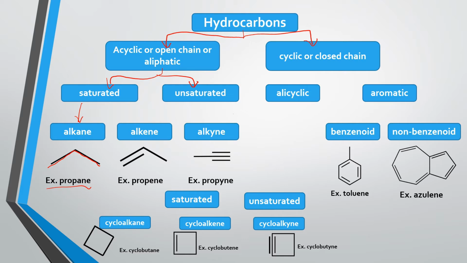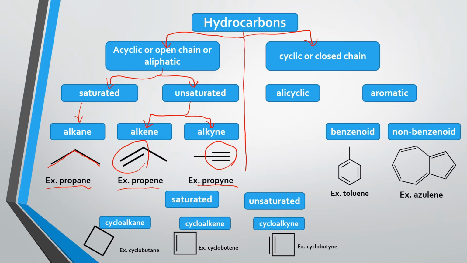Sa unsaturated side, meron silang dalawa, an alkene and an alkyne. Ang functional group naman ng alkene, we have double bonds between carbon atoms. Example dito, propene. Sa alkyne naman, meron siyang triple bond. Example dito, propyne. Okay? So those are the subgroups for open chain or aliphatic hydrocarbons.